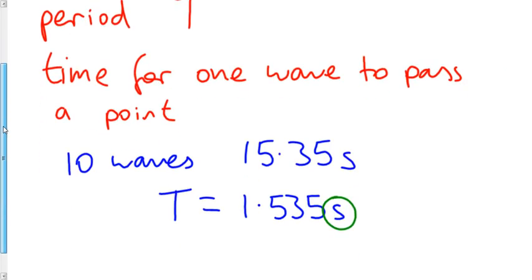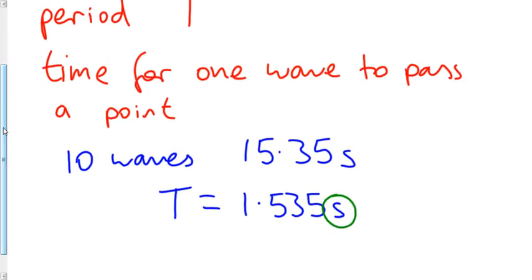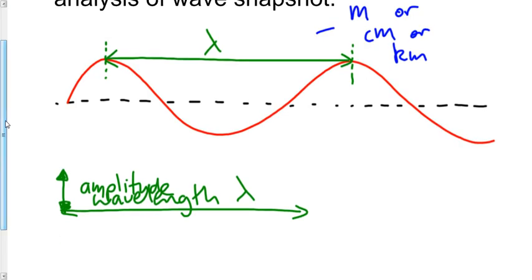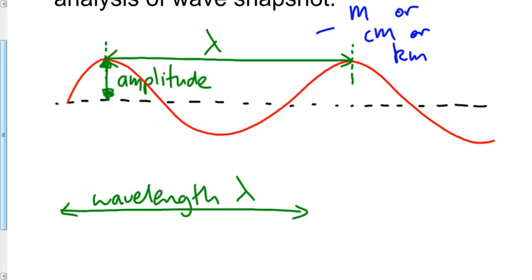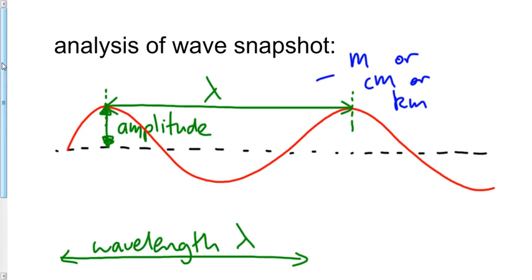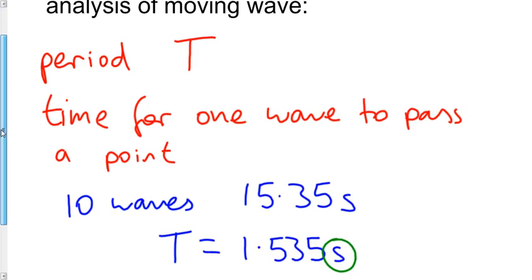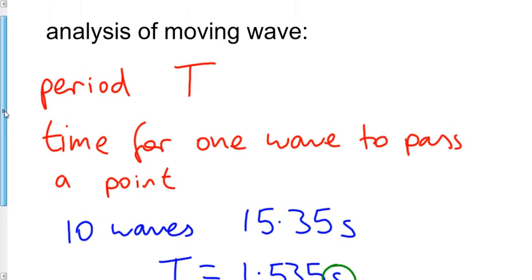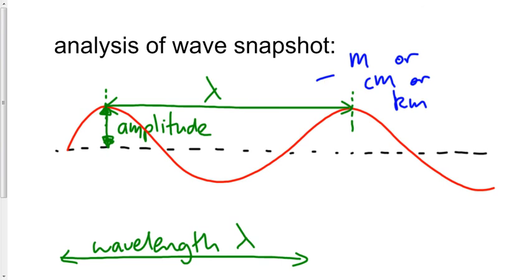The period is the amount of time it takes for one wave to pass a point. The wavelength is the physical length of a wave from a peak to a peak or a trough to a trough, measured in meters. And the amplitude is the height of a wave measured from the midpoint. Two of these things can be found from a snapshot, a photographic snapshot. Two of the things have to be found from an analysis of a moving wave or from some extra information.